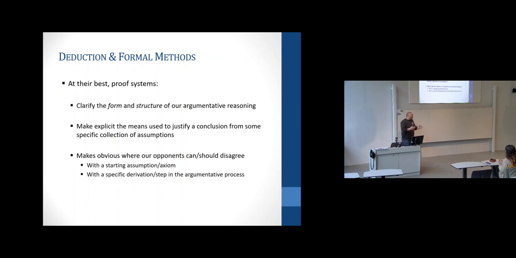And to be honest, kind of the most useful thing, and this comes back to something that was said just a few minutes ago, they make obvious where people should disagree if they want to. Is this something where you need to reject one of the opening assumptions? Is that the problem? Or is there some specific step in the derivation that's a problem? Is this application of a rule problematic? Something like this. By laying everything bare, we make it very clear for our opponents what's good and what's bad, or more importantly, where the weak points are.